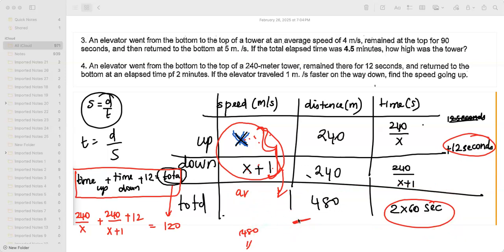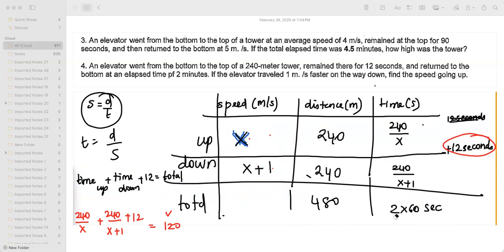Yeah, you did. Okay, so now we are at a point where we have the equation. I'm going to erase all of this. I need more space. Did I do it correctly? Let me check once. Went from the bottom to the top, 240 meters, remained there for 12 seconds and returned to the bottom. Elapsed time is 2 minutes, correct? The elevator is 1 meter per second faster on the way down, correct? So 240 by x plus 240 by x plus 1 plus 12 will be equal to 120. I'll erase the board and then work it out.